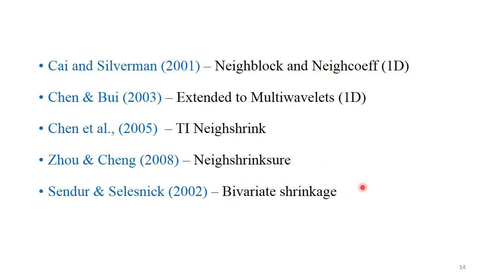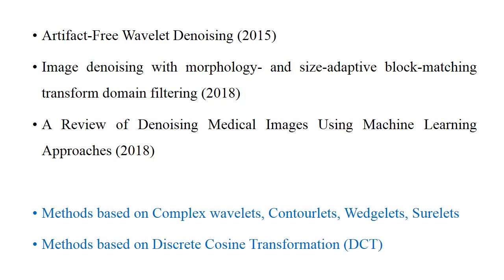There is one more method called bivariate shrinkage, mentioned separately. This makes use of the parent-child relationship. It says that if a parent has a noise component, then obviously the child is going to have the noise component. So this works with respect to the wavelet decomposition. That's why bivariate shrinkage is a different concept in wavelet-based denoising.